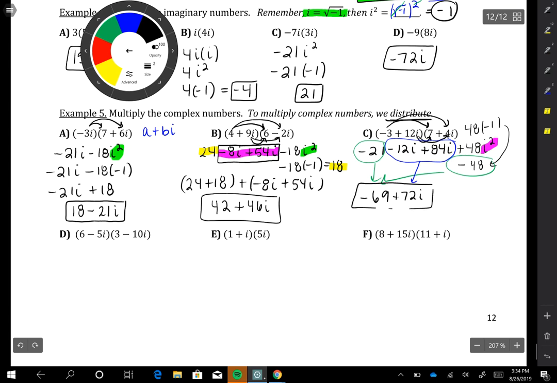Please make a special note that all of my answers are in a plus bi form, and you will never, ever, ever have an i squared left over in your answer because that is negative 1.